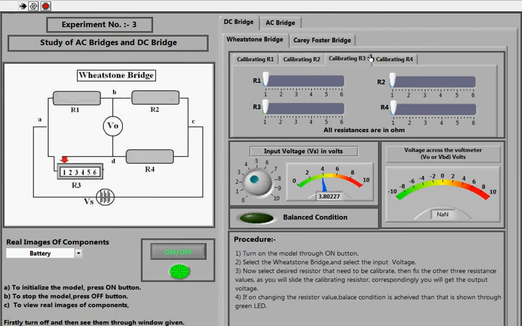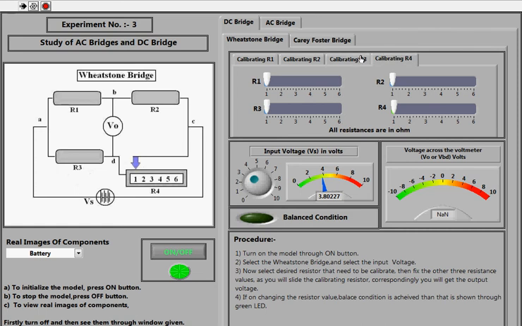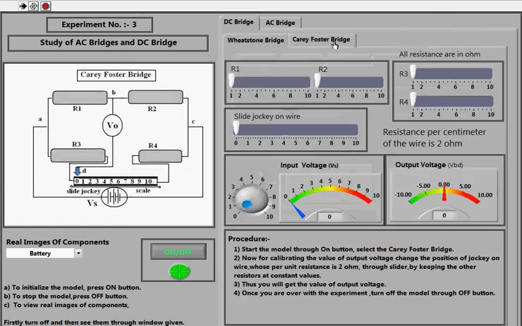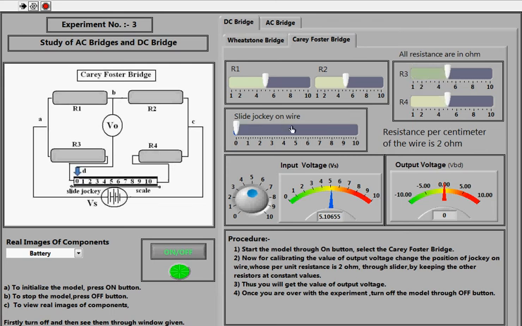Next, we are moving towards the second objective of the DC bridge, that is the Carey-Foster bridge. Here also fix the input voltage and the R1, R2, R3, R4 values. Then slide the jockey on the wire to achieve the balanced state.